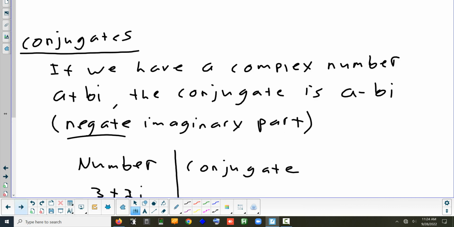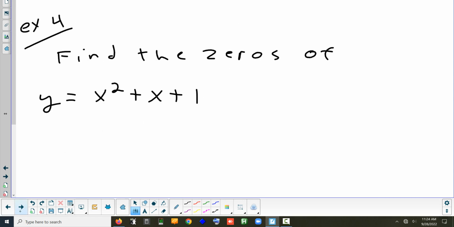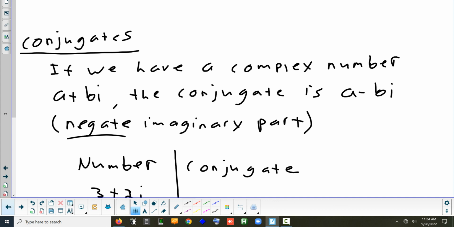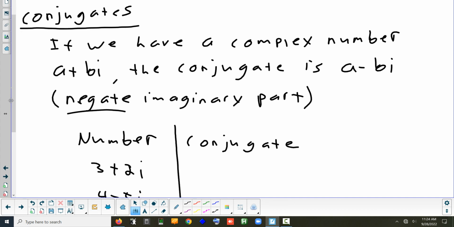Okay. And the last one before we can do the actual thing in the lesson. So conjugates. Conjugates are what we're going to use when we do division. And a conjugate is when you take the imaginary part of a complex number and you make it the opposite of what it is now. It's called negate. Negate means to do the opposite.